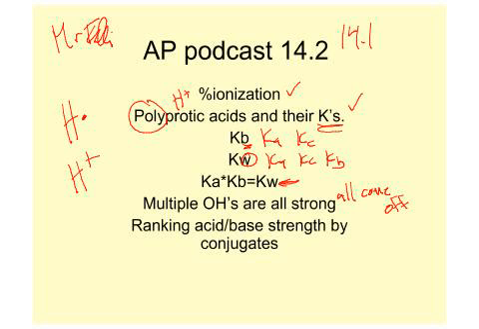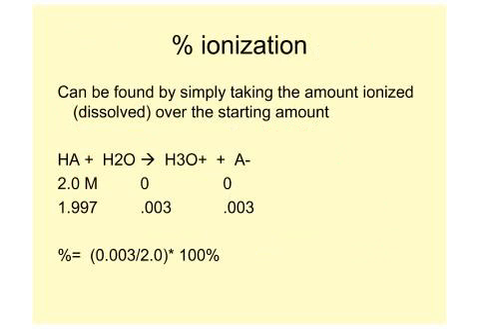And remember, polyprotic acids come off one H at a time. H2SO4 would be one H at a time. Ranking acid-base strength by conjugates is the last thing we'll do.